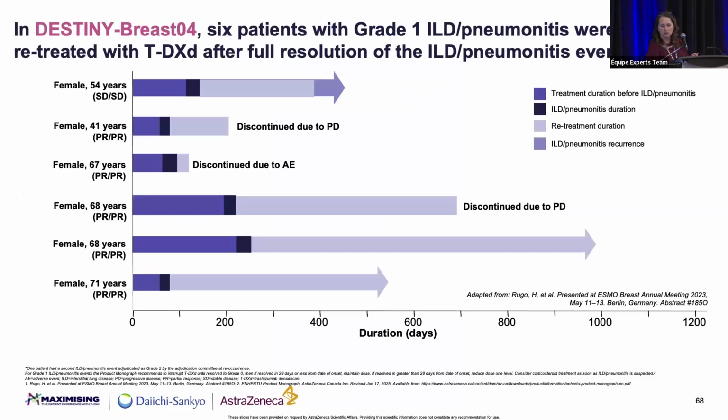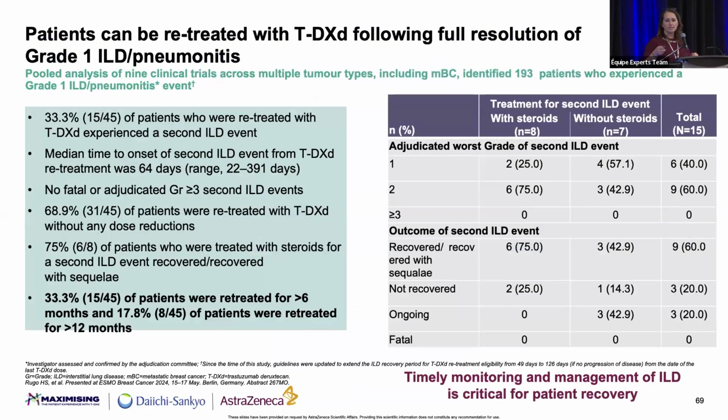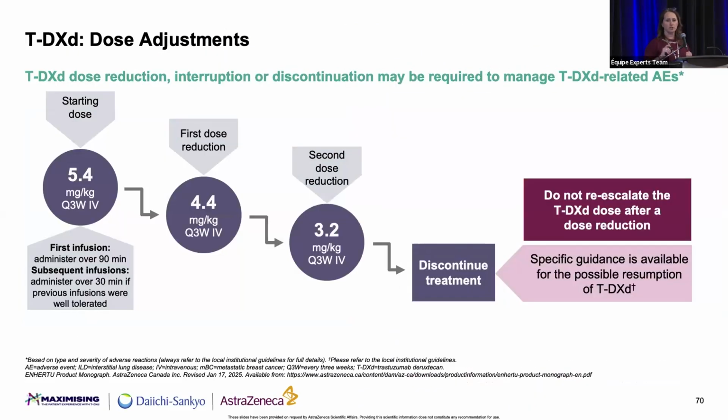This one quick slide on re-challenge for TDXD. So we see that these patients can be re-challenged safely after a grade 1 toxicity. And again, with close surveillance, the ILD pneumonitis duration was very short. They were re-challenged and the patients could continue on therapy until progression. And this is an example from a pooled analysis where these patients were safely retreated. 33% of patients were retreated for greater than 6 months, so they could be rechallenged and safely treated, and at least almost 20% for a full year.